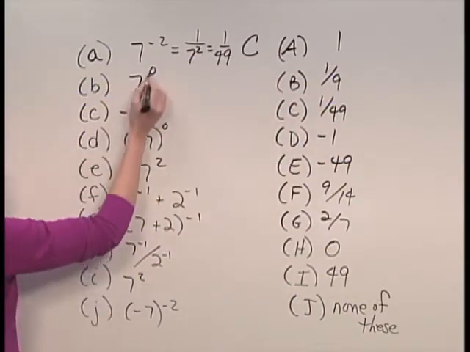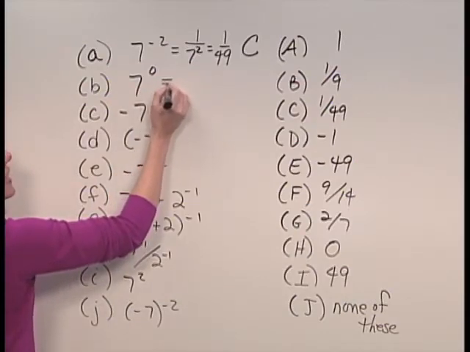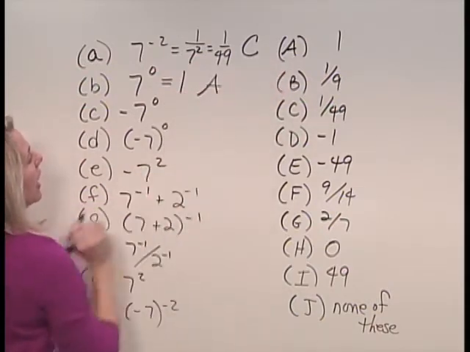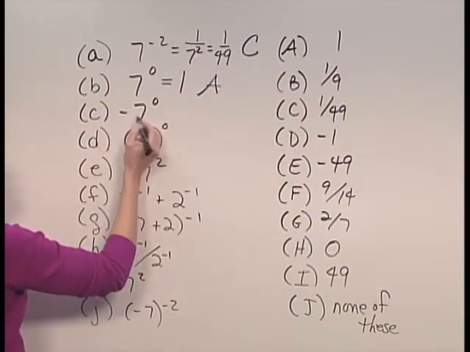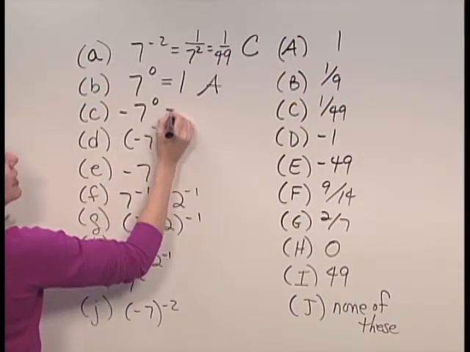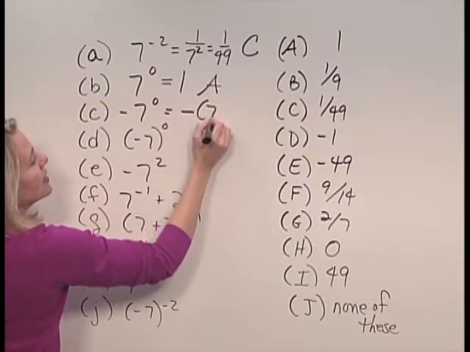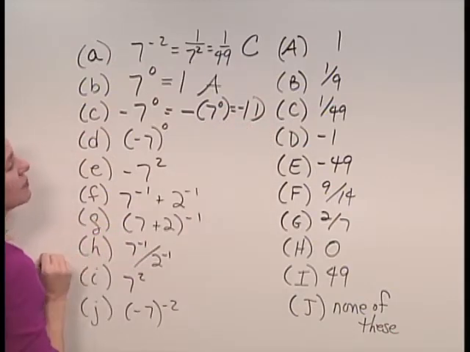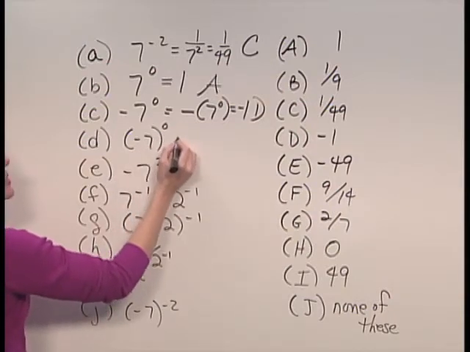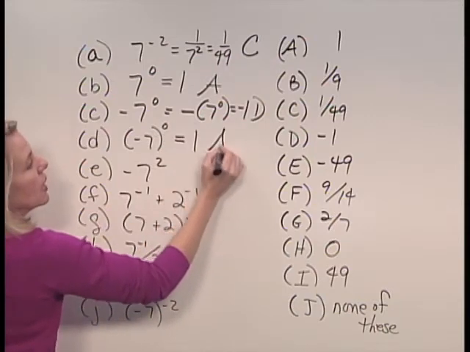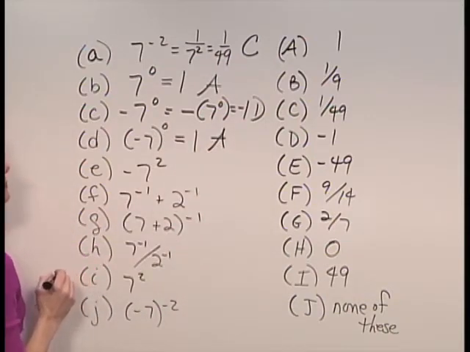For the second one, 7 raised to the 0 power, recall that anything raised to the 0 power is 1. So that would be selection A. For C, negative 7 raised to the 0 power, this is actually going to be equal to negative 7 raised to the 0 power, which is negative 1, and that would be selection D. For the next problem, negative 7 raised to the 0 power, once again, anything raised to the 0 power is equal to 1. So once again, this would be selection A.